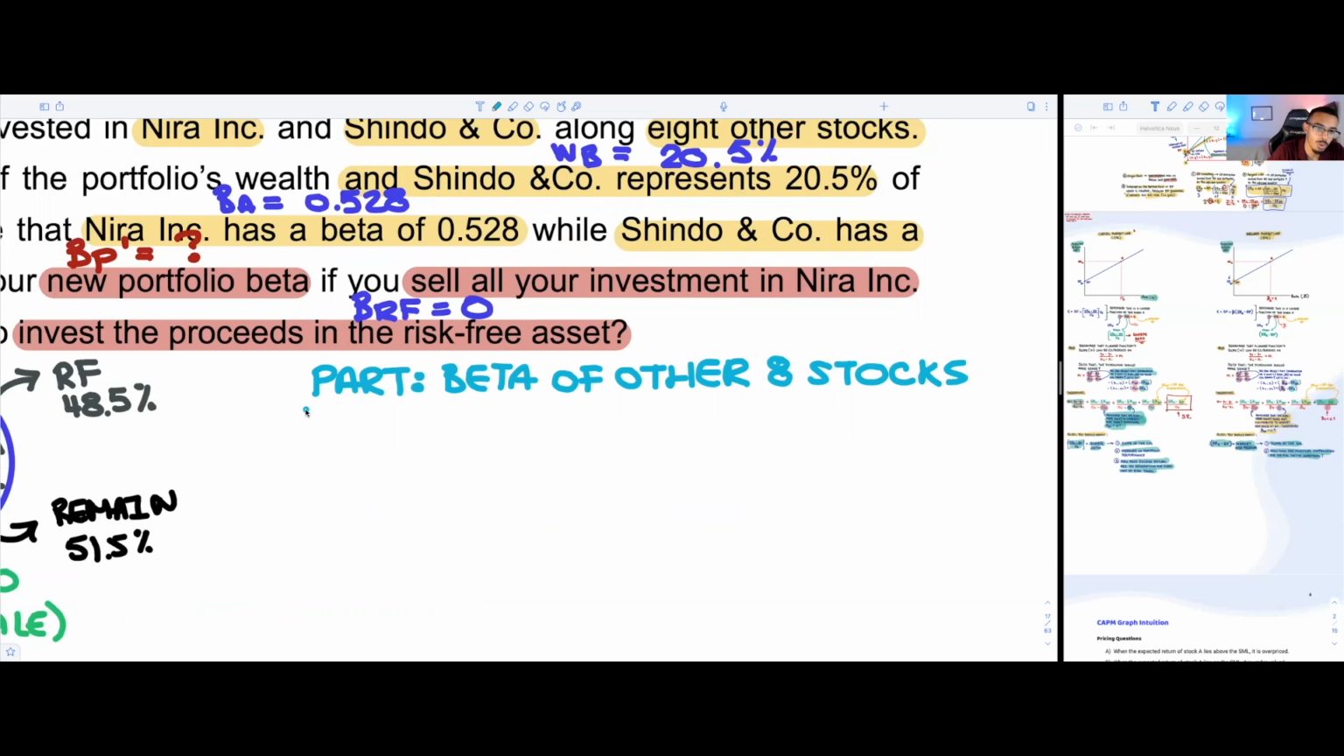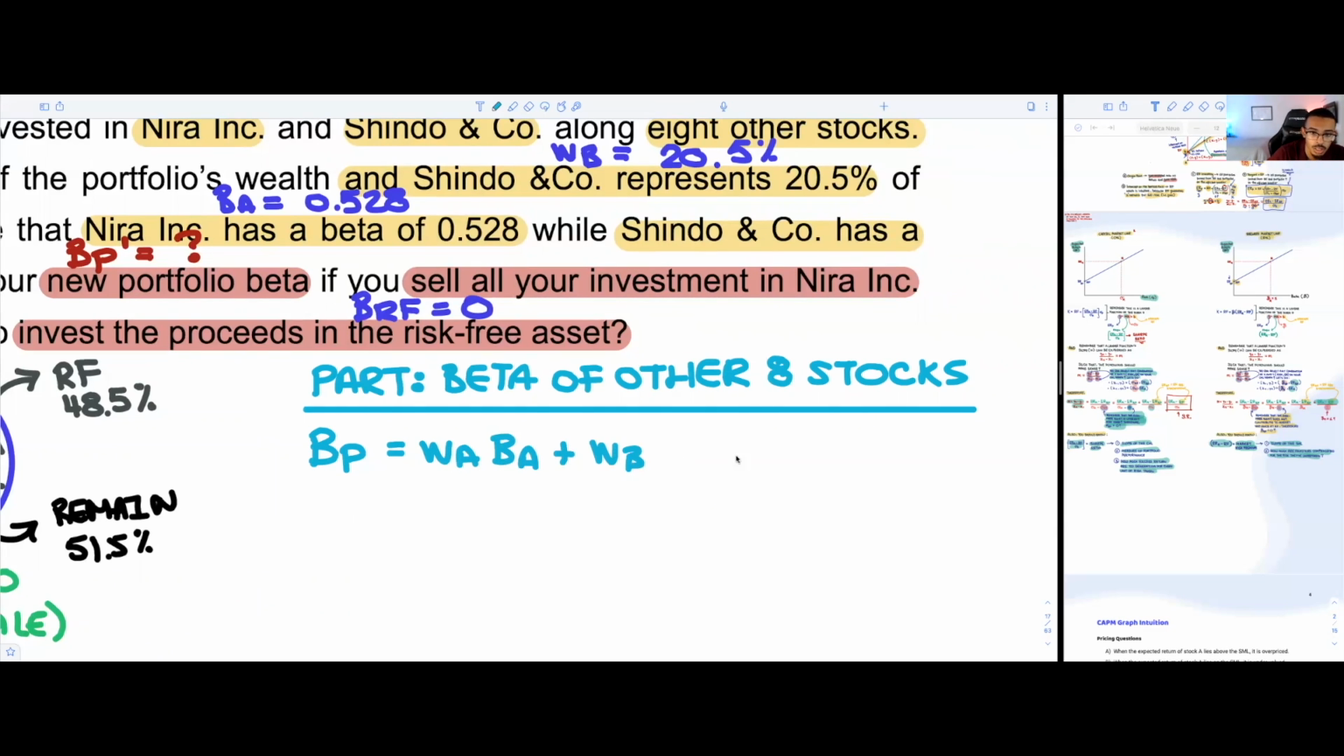The reason why this is important is because we won't be able to solve for the new portfolio beta unless we know this information. So once again, we know that the beta of our portfolio will be equal to weight A times the beta of A plus weight B times the beta of B. But in this case, we're going to simplify this as being weight of the 8 remaining stocks times the beta of the 8 remaining stocks. Okay, that's pretty darn important.